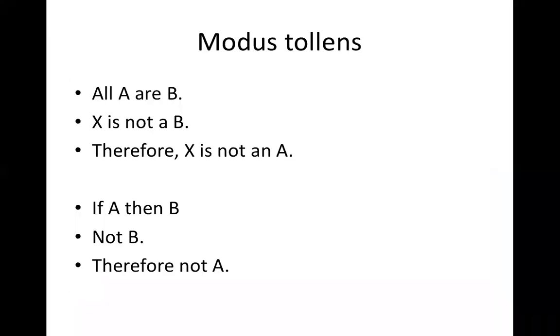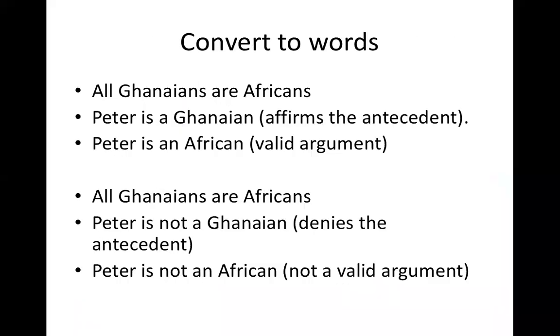So let's go back. All Ghanaians are Africans. Peter is not a Ghanaian. Therefore, Peter is not an African. We said it's not a valid argument. So we have seen two kinds of arguments. The one that affirms the antecedent is a valid argument. The one that denies the antecedent is not a valid argument. Now let's look at those that affirm or deny the consequent.